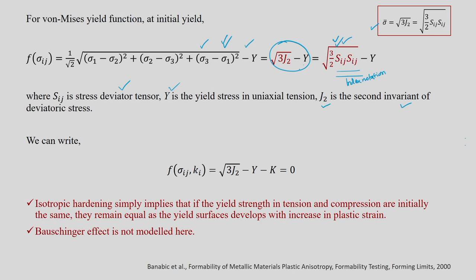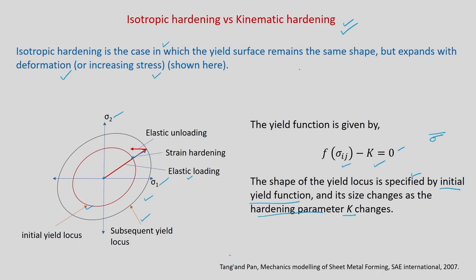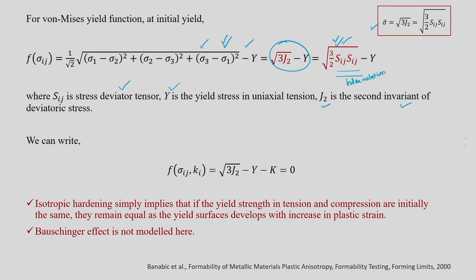So now with respect to the previous equation, what I am going to do is, I am going to just substitute this function. F is becoming now, this is the function, no? So I am going to use this square root of 3 into J2 minus y minus k equal to 0. Okay, this is how von Mises yield function can be written.